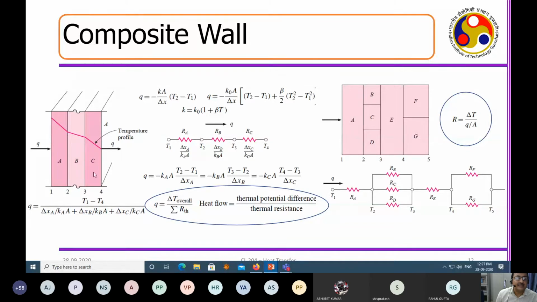What is the total resistance? Delta XA, the length of this, divided by KA. KA is the thermal conductivity of this. A is this cross-sectional area. Delta XB by KBA, this is the delta XB divided by KBA, and delta XC by KCA. So you can understand that the three walls will be providing this much of total resistance, which you can write as a summation of total resistance, and the numerator will be delta T overall. So heat flow is what? Thermal potential difference divided by thermal resistance.